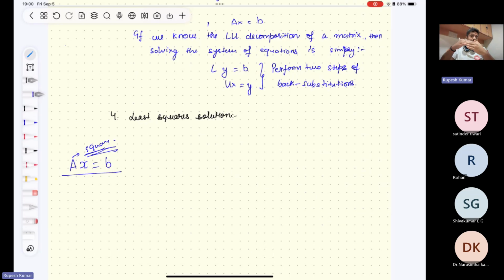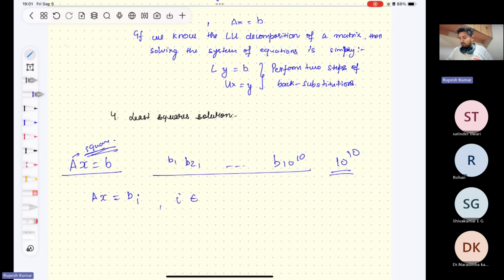But let's say I have to set up some algorithm that does this in an efficient and faster way, right? Why? Because let's say the solve is required for a large number of vectors. So let's say we have a set of vectors b1, b2, up to 10 raised to power 10. So there are 10 raised to power 10 vectors, and you want to find the solution for each of these vectors, Ax equals bi, where i belongs to the set 1, 2, ..., 10 raised to power 10.